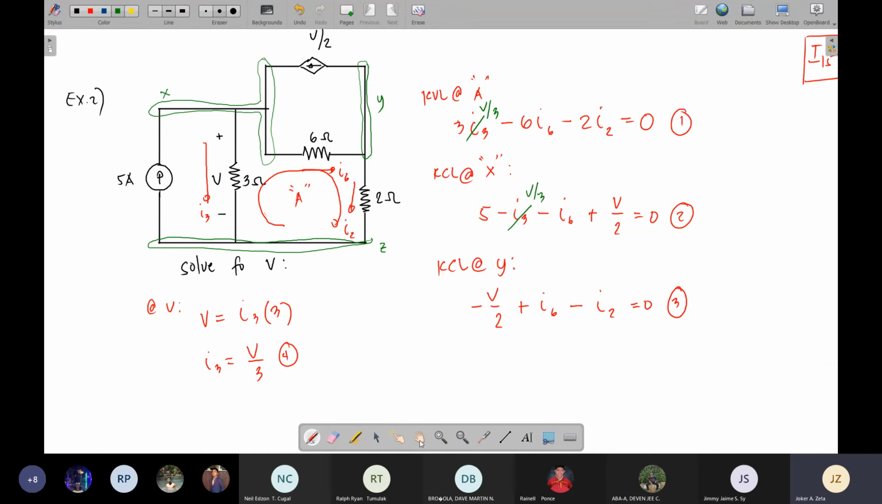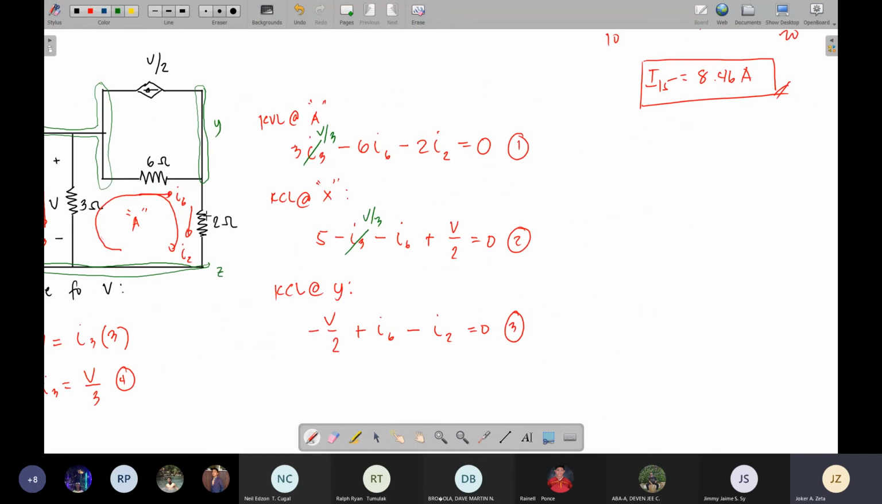Diri wala ra. So here, with that makancel out ang 3 diri og kana nga 3 makancel out ra no. So may bilin ana ato equation 1 will become V minus 6I6 minus 2I2 equal 0. We'll have equation 1 prime. And then for this one, mahimo ning 5 minus V over 3 minus I6, okay, plus V over 2 equals 0. So you have equation 2 prime.